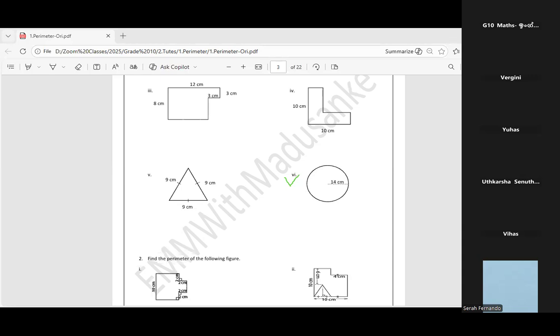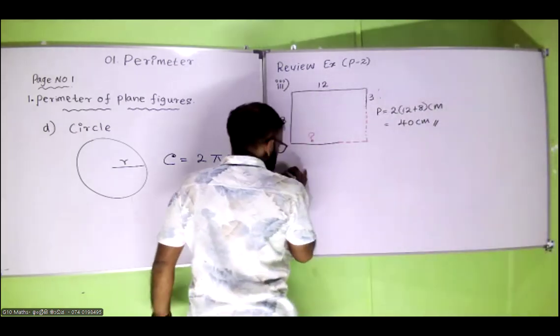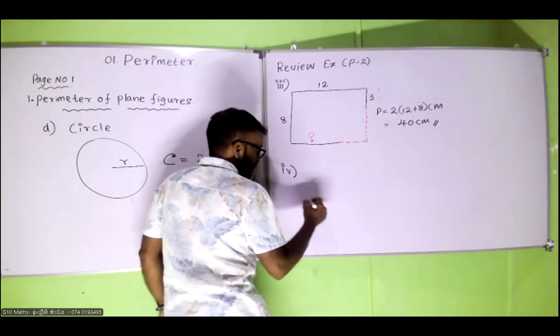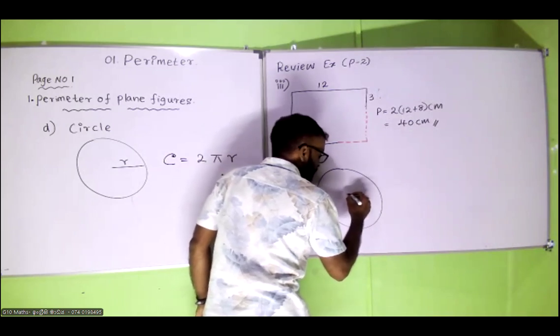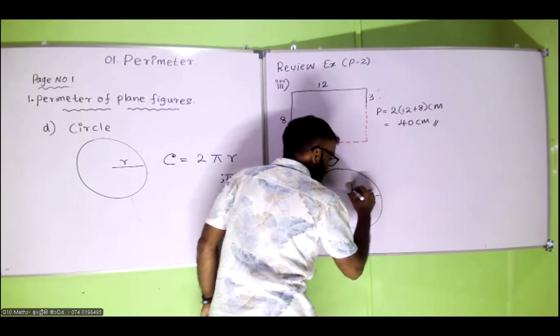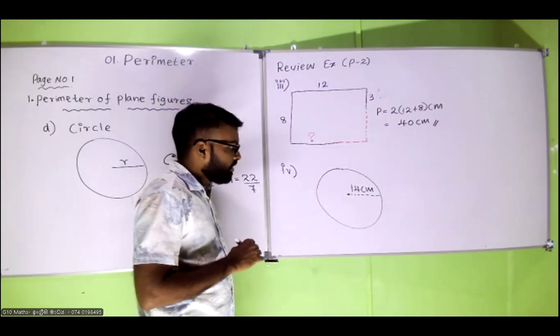Let's see. I will come to the board and discuss. This is the sixth one. This is your circle. And they have given the radius as 14 centimeters, right? 14 centimeters.